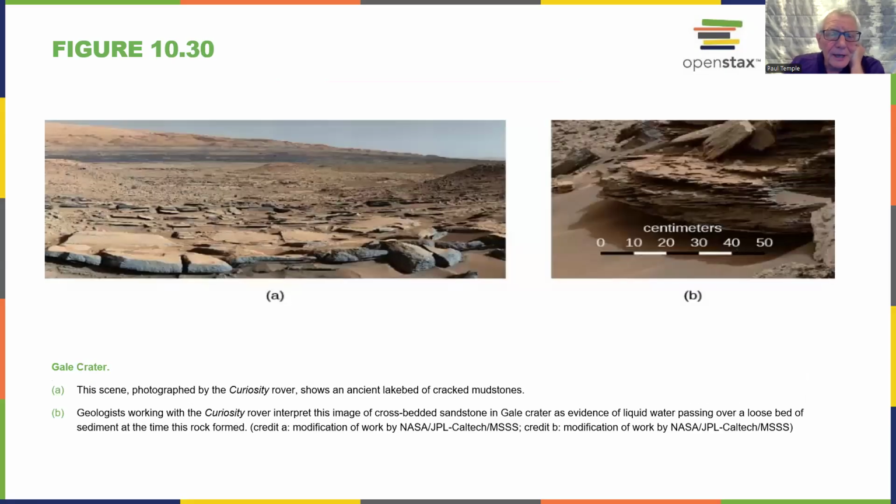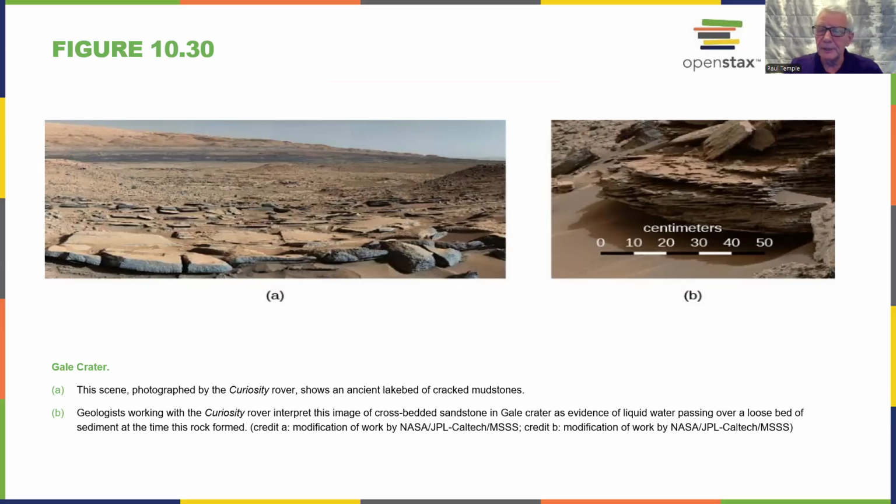Gale crater is on the left, and then photographed by the Curiosity rover. And then geologists working with the Curiosity rover interpret the image of cross-bedded sandstone in Gale crater as evidence of liquid water passing over a loose bed of sediment at the time this rock formed.